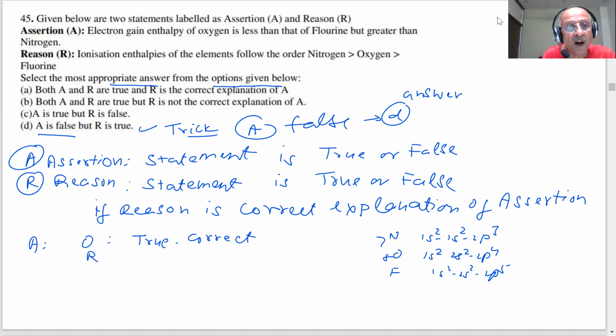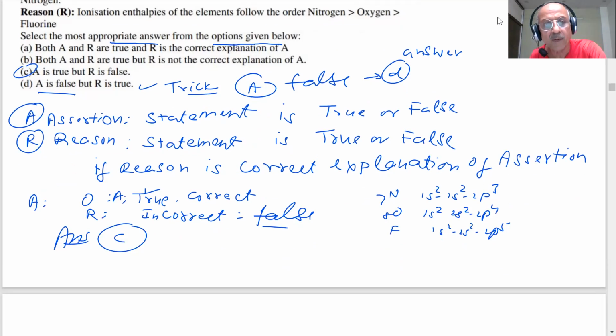Reason R is not true, student. R is incorrect, false. Assertion is true, but reason is false. Then A true but R false. This is my A is true, R is false, student. Then the correct answer is C. So the answer of this first one is C, students.